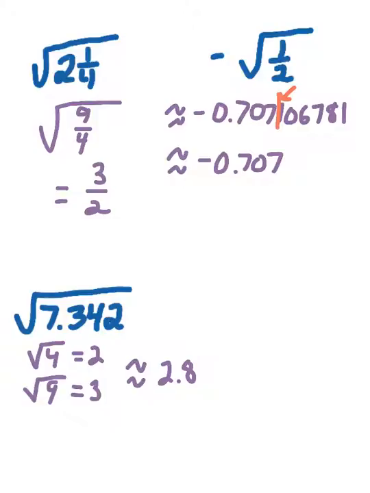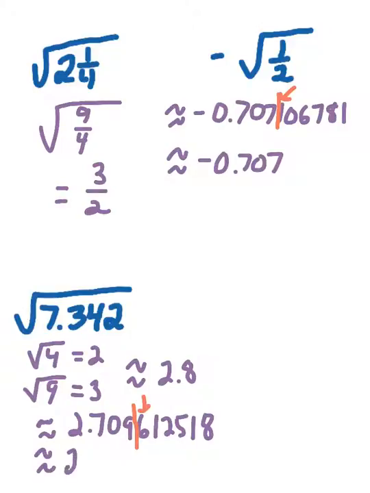So on my calculator, the second square root of 7.342, so it actually is equal to 2.7096125518, and if I look here, this time the 6 is 5 or bigger, so I'll have to round up, and so that's going to mean 2.710, because the 9 will get bumped up to a 10, and that'll bump the 0 up to a 1.